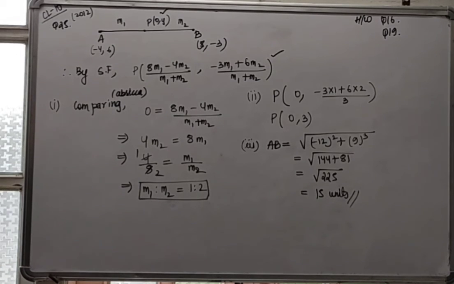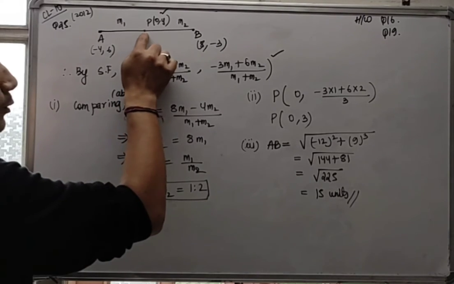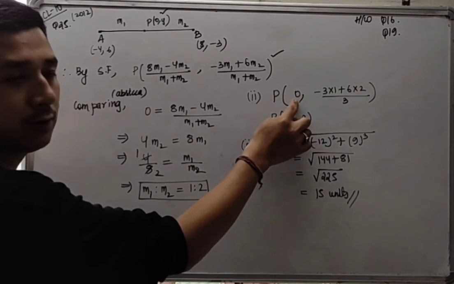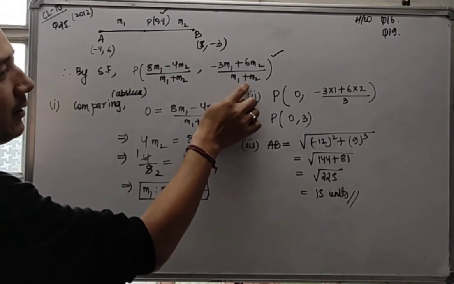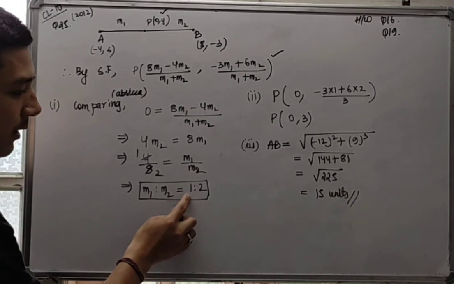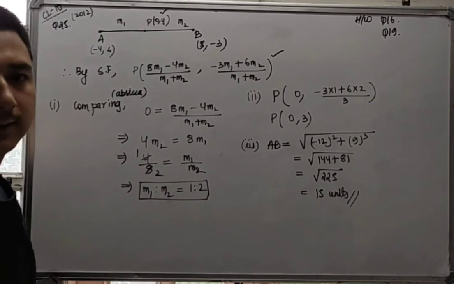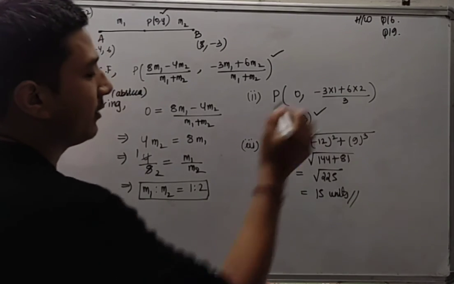Now we also need to find the point of intersection. So point of intersection means P only. P is nothing but 0. The first one is already 0. The second one you find out here. You put m1 equals 1, m2 equals 2. You put the values out here, you'll get like this. The coordinates of P will be (0, 3).